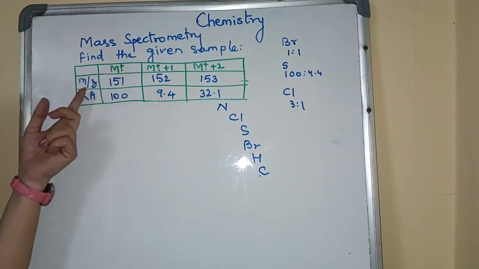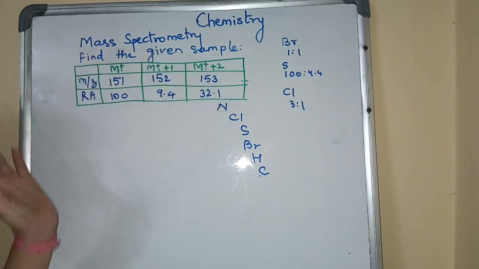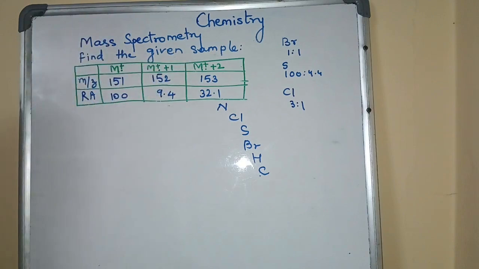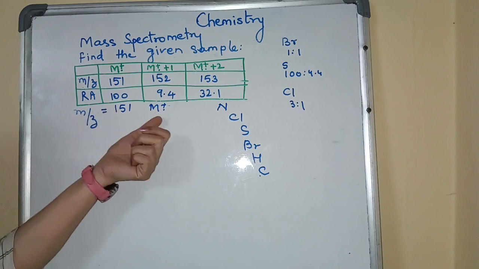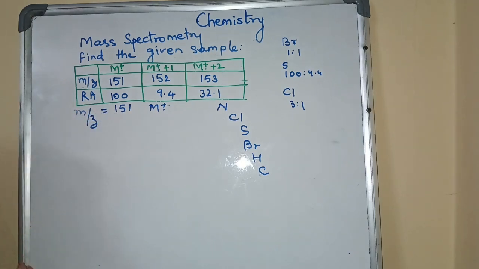M plus dot peak, M plus dot plus 1 peak, and M plus dot plus 2 peak. These are the 3 peaks given. Seeing this, we have to find out the sample that is given. Now, M by Z ratio of M plus dot peak is directly proportional to the molecular weight of the compound.